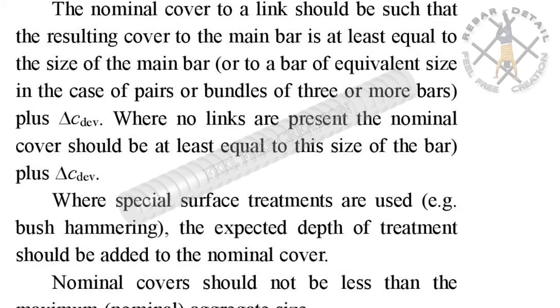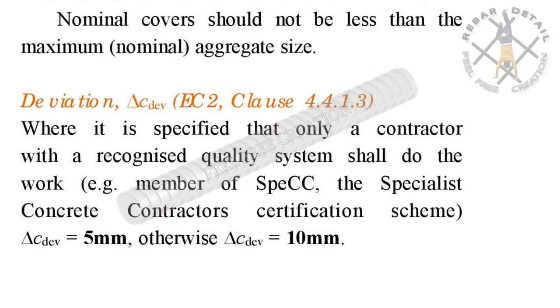Where no links are present, the nominal cover should be at least equal to the size of the bar plus deviation. Where special surface treatments are used, e.g. bush hammering, the expected depth of treatment should be added to the nominal cover. Nominal covers should not be less than the maximum nominal aggregate size.